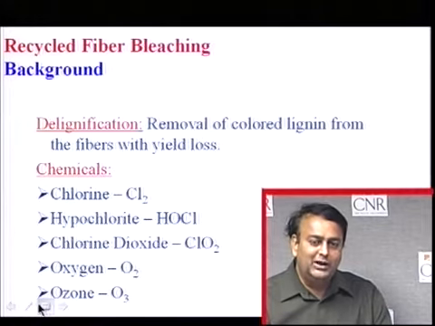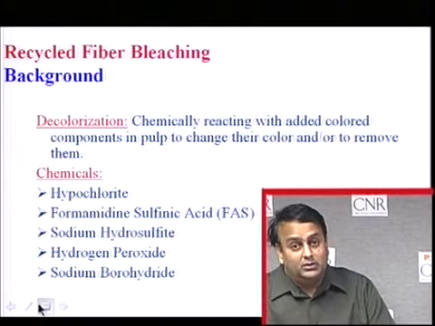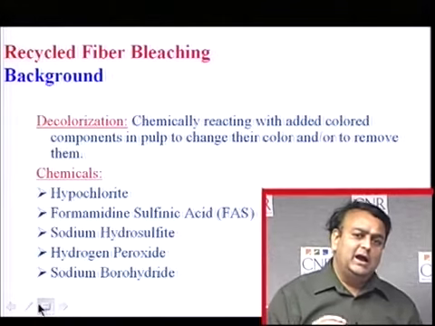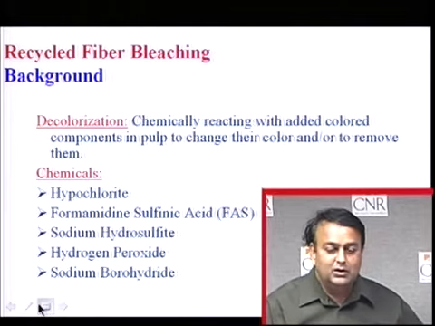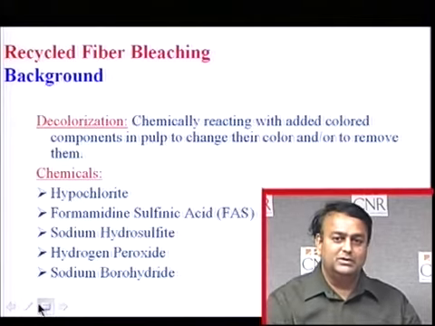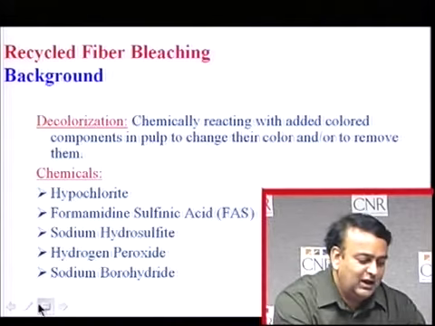Now let's move on to the decolorization process. Here, what are we doing? We are chemically reacting with added dyes or components in the pulp to change color and also to remove them from the system. The colors are added to the paper to make color papers. Like this particular sample here, this gives you some pink color, some blue color, some yellow color. This is a printed yellow color.